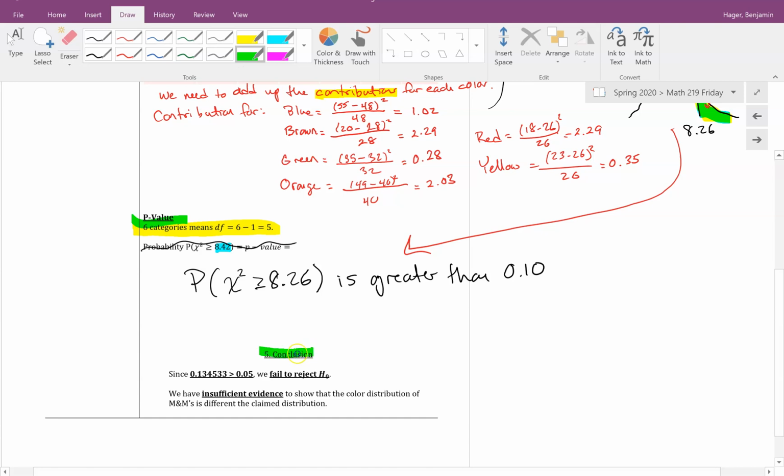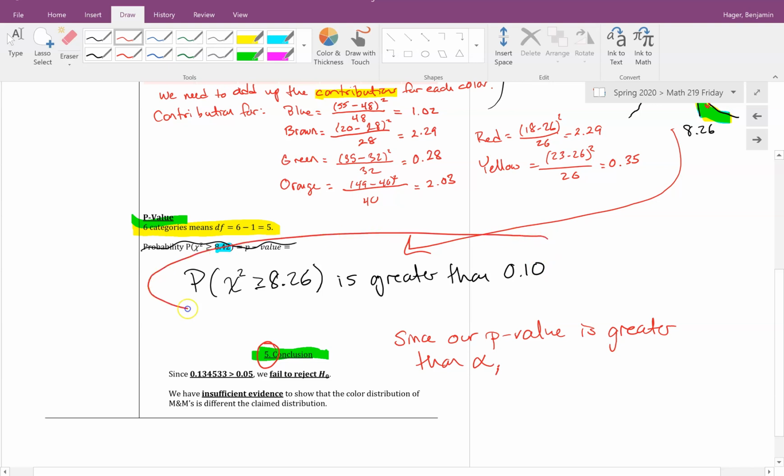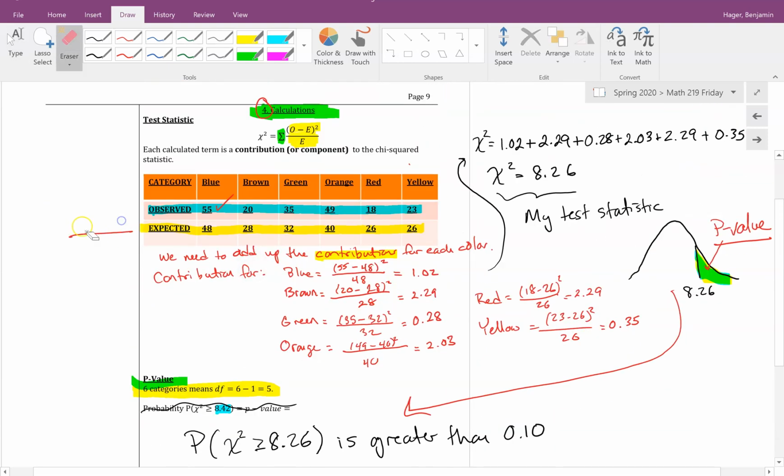So the last step, step 5, is always write up the summary. What is your conclusion? Since our p-value was greater than alpha, that's what I would say. Since our p-value is greater than alpha, right? And again, alpha is the bare minimum likelihood we are willing to tolerate. What this 10% represents is the probability of me getting this batch of M&Ms when we expected that many M&Ms. Okay, so again, that's what the p-value represents.